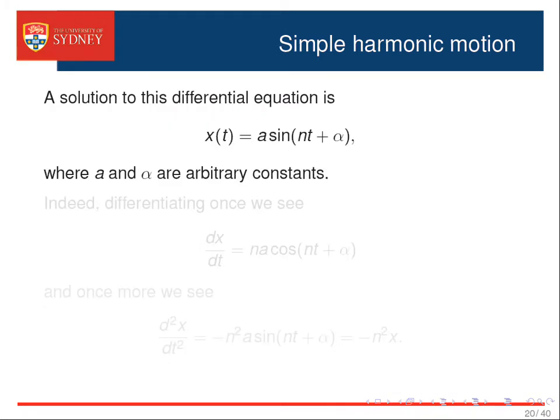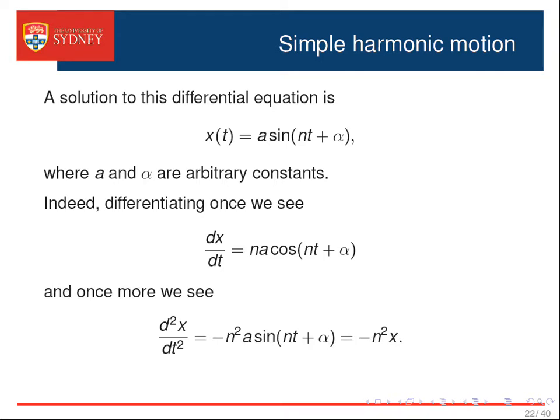It turns out that a solution to this differential equation is x equals a sine(nt plus alpha), where a and alpha are both arbitrary constants. Let's check this. Differentiating once gives dx/dt is n times a cos(nt plus alpha), using the chain rule and remembering that the derivative of sine is cos. And differentiating again, remembering the derivative of cos is negative sine, gives d squared x/dt squared is minus n squared a sine(nt plus alpha), which is just minus n squared times our original function x.